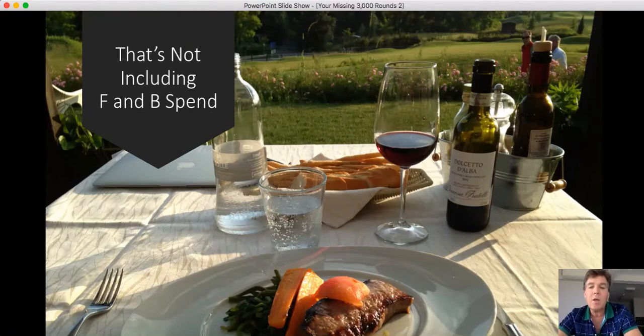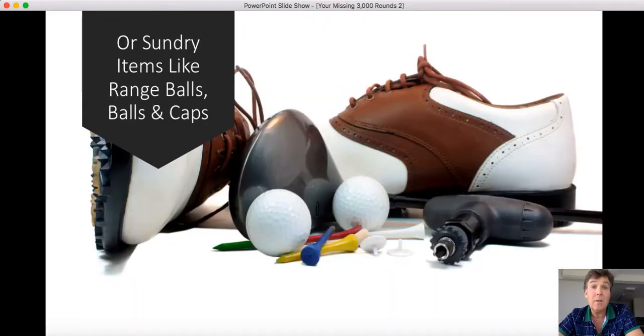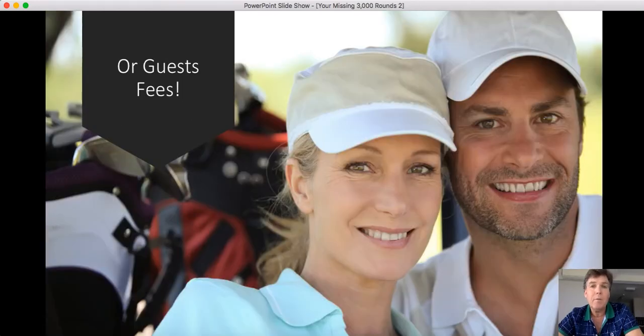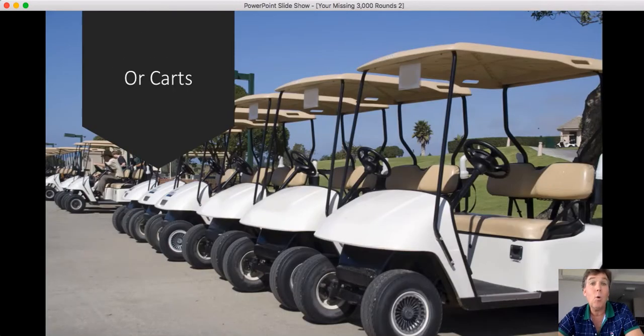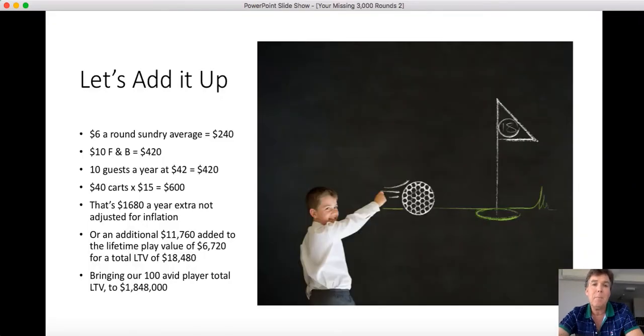Remember, those numbers are not including F&B spend. They're not including sundry spend like range balls, like caps, tees, shoes, whatever. They don't include guest fees or cart fees. Let's add it up again. At $6 a round average spend, that's an additional $240. $10 for F&B is another $420. 10 guests a year at $42 is $420. 40 carts a year at $15 is another $600.